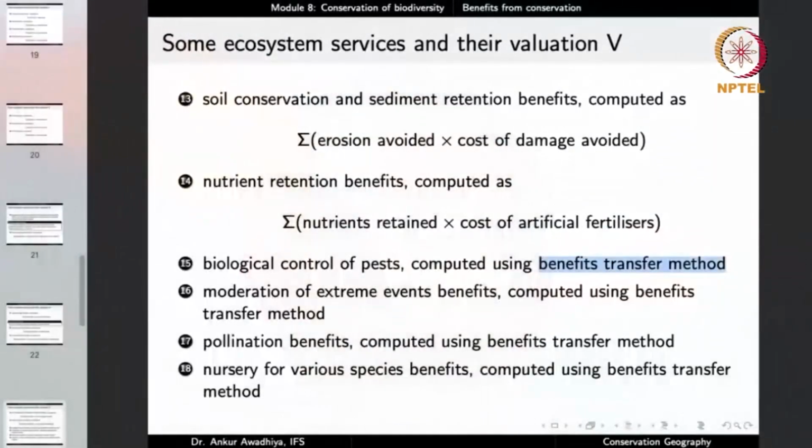So what is the cost of the diseases that they are causing? If we add all of them together, we get the valuation of the pest control benefits that the forests and other ecosystems are providing.